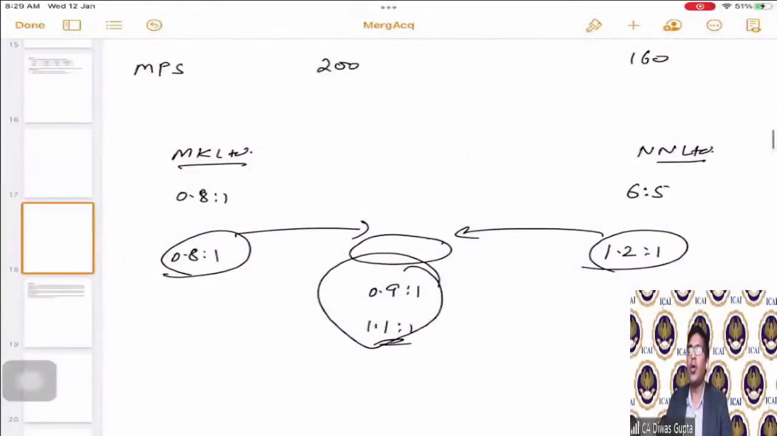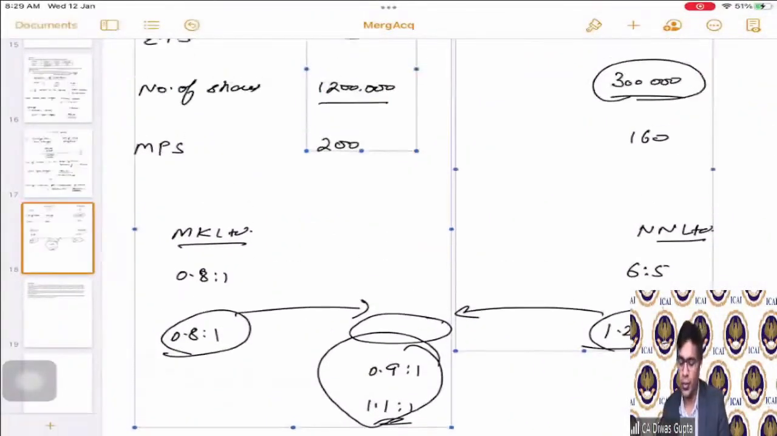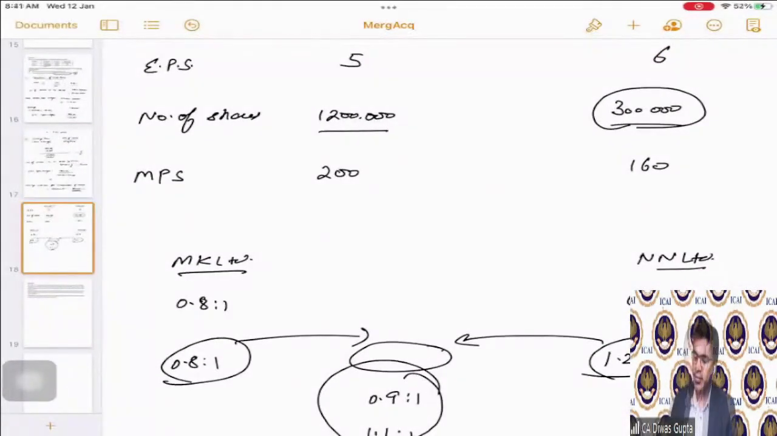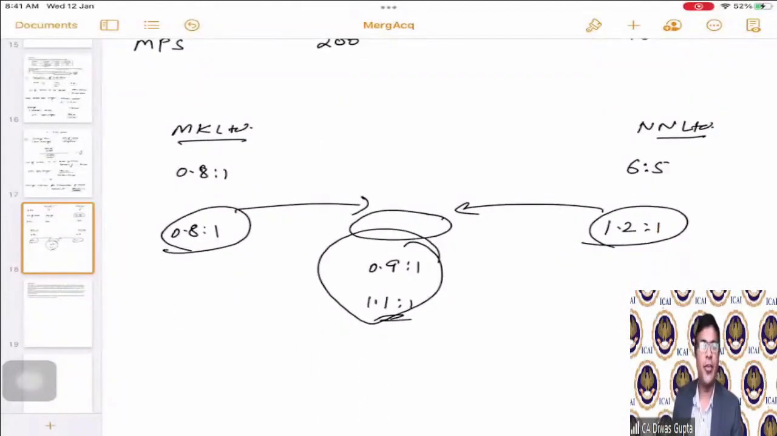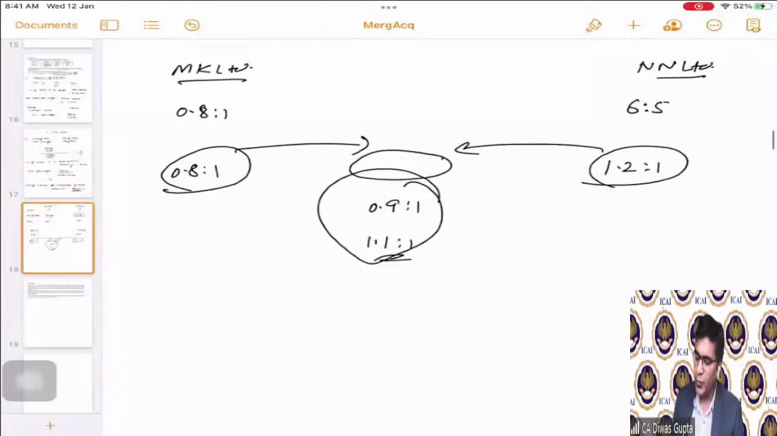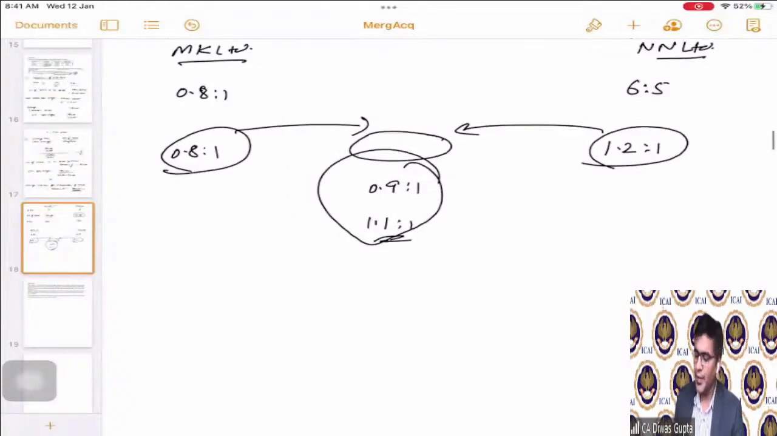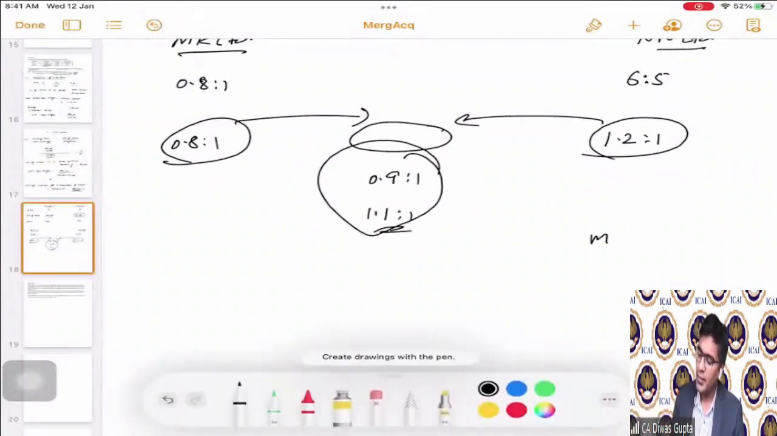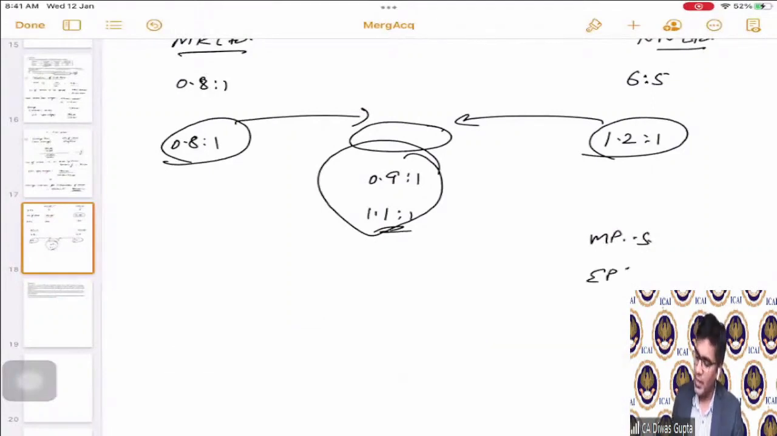Okay, students. I hope now everything we are able to match with what we have studied in the form of formulas. We were discussing this question specifically from MK Limited and NN Limited's point of view. Only one thing which I forgot to tell, which I'm just adding now, is that NN Limited will always see whatever is higher and prefer that. For example, if their MPS is higher, they will prefer the exchange ratio basis the MPS, correct? If their EPS is higher, they will prefer the exchange ratio basis the EPS.